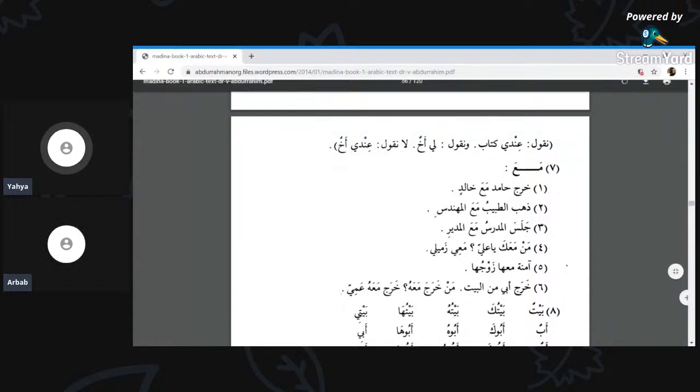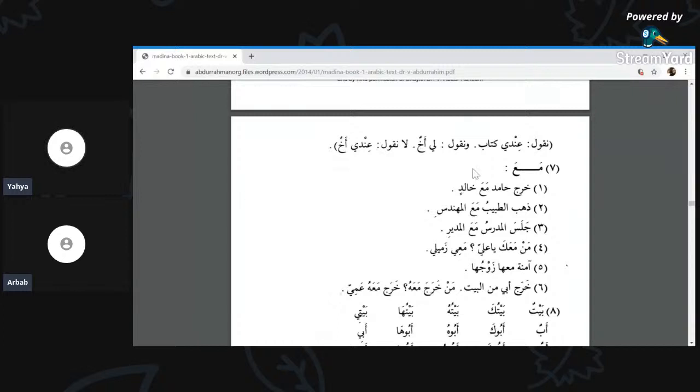At the top of the page here, it says نقول عندي كتاب ونقول لي أخ لا نقول عندي أخ. So we say I have a book and we say I have a brother, but we don't say عندي أخ. So it's saying don't use عندي for a family member. For أخ, we would say لي أخ.